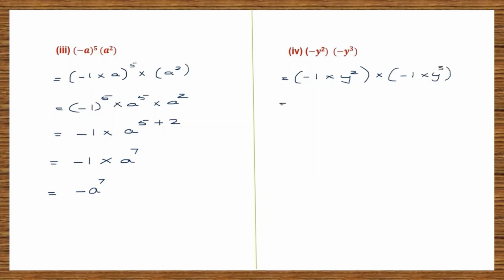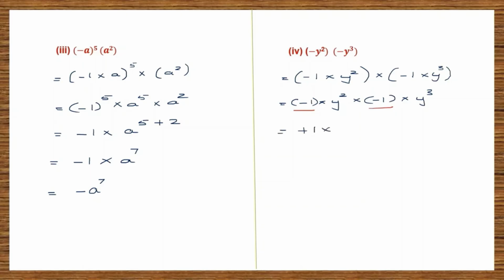So this will be minus 1 into y to the power of 2 into minus 1 again into y to the power of 3. So here we have minus 1 and minus 1. Minus 1 into minus 1 is plus, so plus 1. So we finished with the numbers, 1.